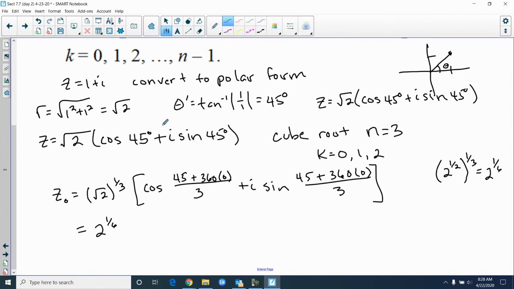Now, what I'm left with here, this is just going to be 0. I'm just writing it out because of the formula, just so that I have it. But that's going to be 0, and that's going to be 0. So really, this just becomes 45 divided by 3. 45 divided by 3 is going to give me cosine of 15 degrees plus i sine of 15 degrees. They wanted the answer in polar form. That is our first answer.